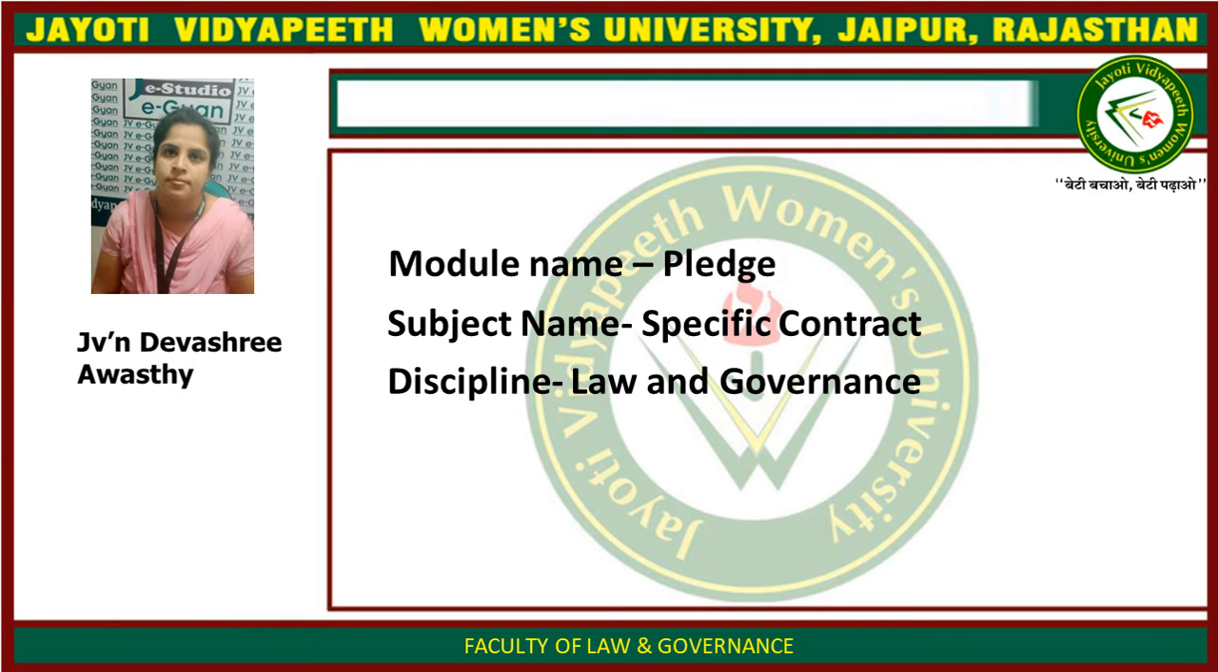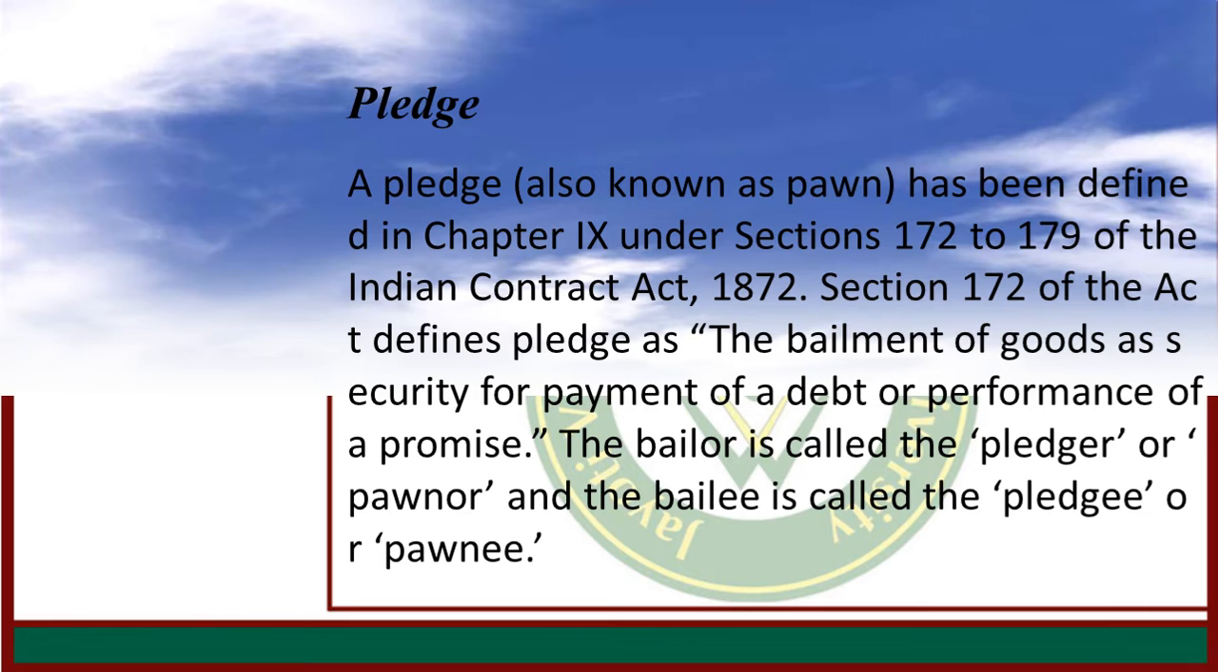So the topic today is pledge. A pledge is also known as a bond, which has been defined in Chapter 9 under Sections 172 to 179 of the Indian Contract Act 1872. Section 172 of the Act defines pledge as the bailment of goods as a security for payment of a debt or performance of a promise. The bailor is called the pledger or pawnor, and the bailee is called the pledgee or pawnee.